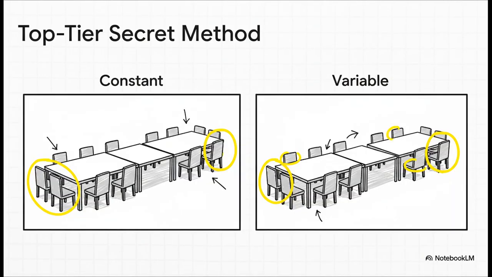Now, there's this really cool strategy for this, sometimes called the secret method or something like that. And it's all about breaking the problem down into 2 pieces. First, you find the part that never changes. We call that the constant. Then you find the part that does change every time you add a table. That's the variable. In our puzzle, the constant is the 6 chairs on the very ends of the long table. And the variable, that's the 2 chairs that get added with every new table we stick in the middle.